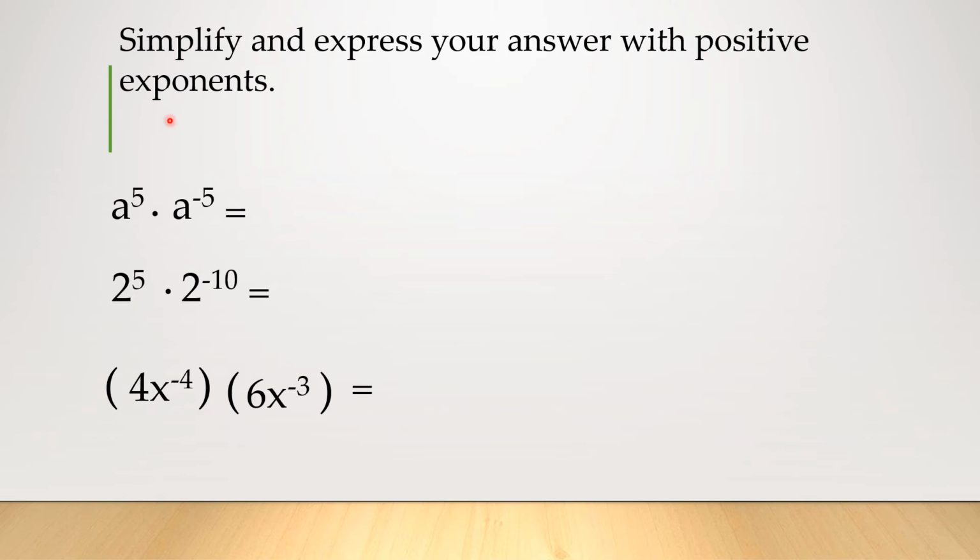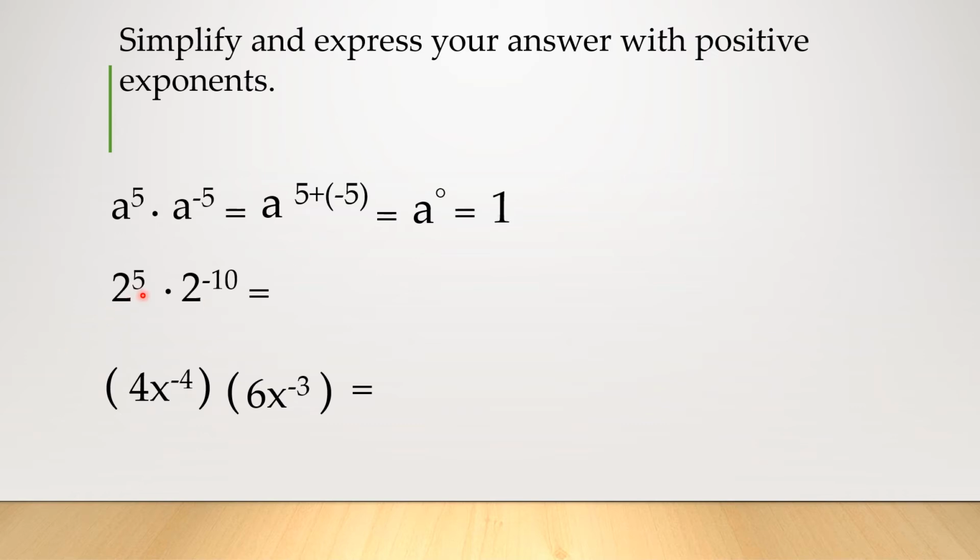So now, simplify and express your answer with positive exponents. If you need more time, you can just pause the video. So here we have a raised to the 5th power times a raised to the negative 5. So now, we are multiplying the same base, so just copy the base and add the exponent. So 5 plus negative 5, that is equal to 0. So a raised to 0, which is equal to 1.